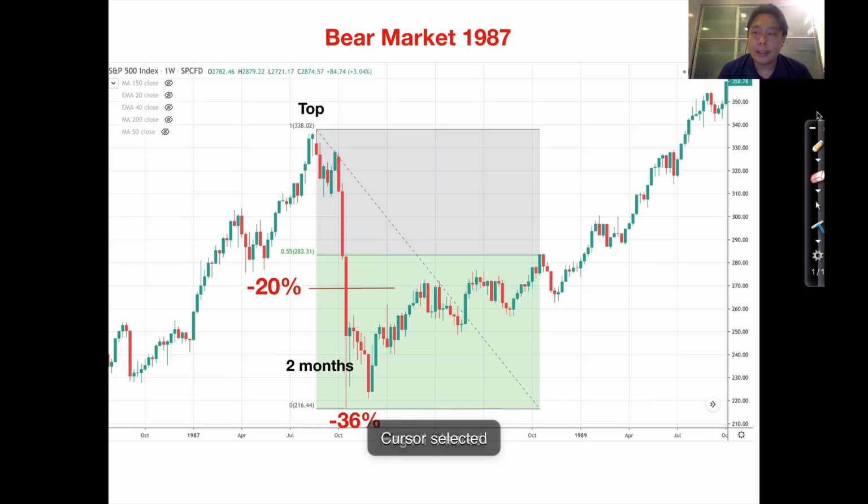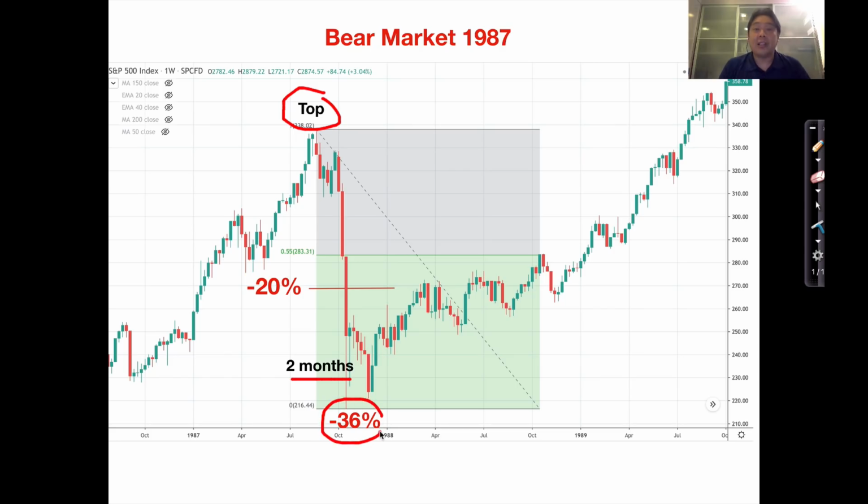Next one, 1987. This was the Black Monday crash featured in The Wolf of Wall Street. Top of the market. 2 months, very fast bear market. Dropped all the way down. Looks familiar. Looks like this bear market, right? 2 months. Dropped 36%. Exactly like this bear market, 36%. And rallied up. Over here, it just closed above the 55% mark.